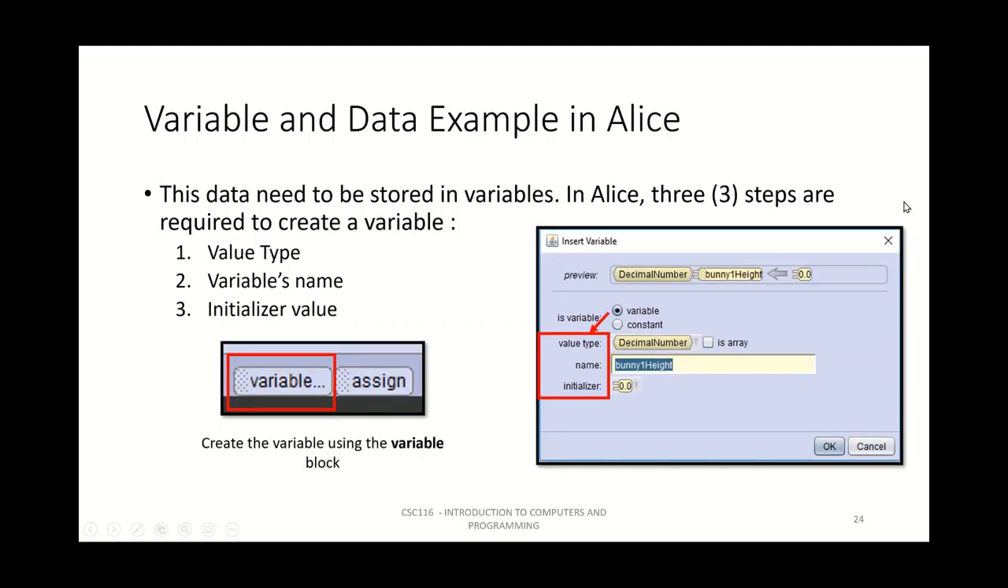This is actually the step for how we can insert a variable in LS3. So we have 3 main steps. First, we need to set a value to our variable. For example, we set decimal, and then we give a variable name, for example, bunny1 height, and then we set the initial value to the variable.